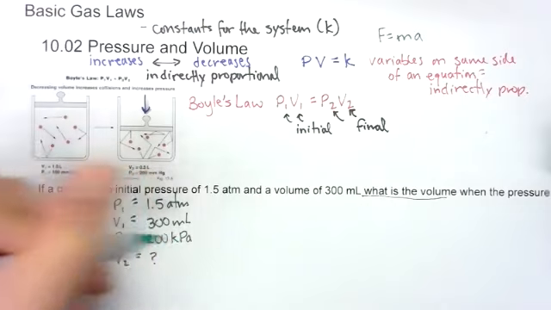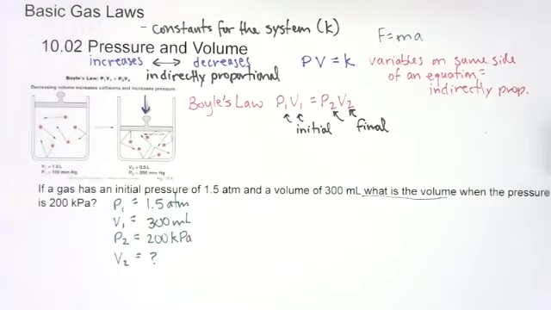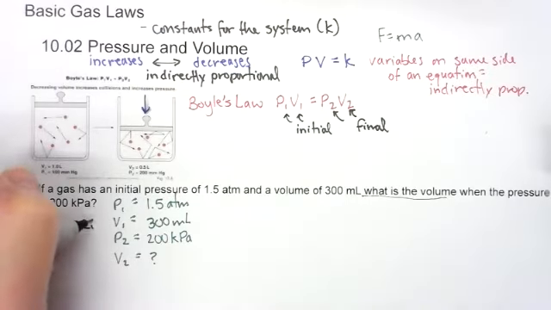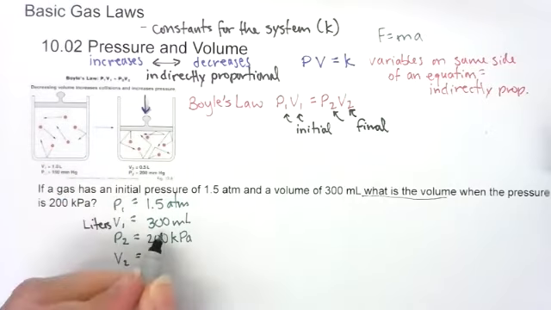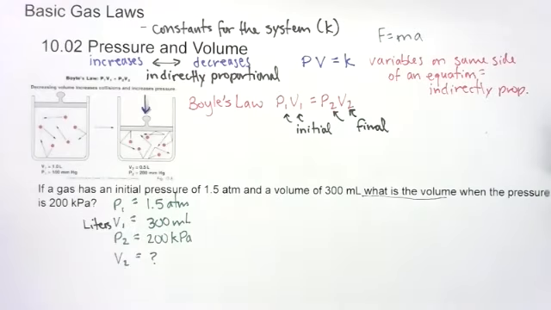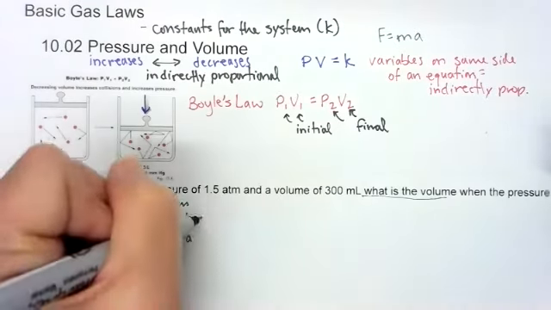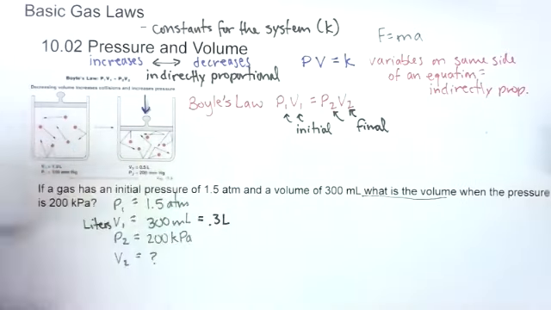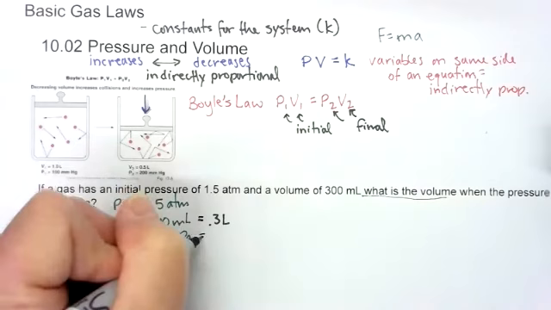All right, so we've got some unit issues we have to take care of. First of all, remember the unit for volume is liters. So I have to convert 300 mL to liters. If you remember, we move the decimal 3 places to the left, so this is going to be 0.3 liters. Then I have my initial pressure in atmospheres and my final in kilopascals, and that can't be. So I'm going to convert kilopascals to atmospheres.